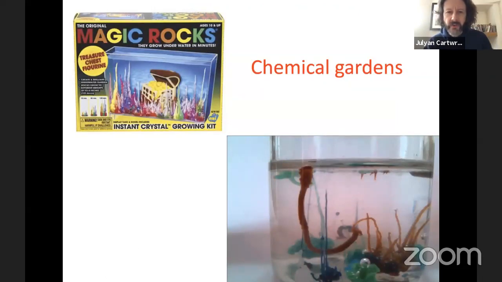So I'm going to talk quite a lot in this talk about chemical gardens. Some of you may have done some school chemistry and have seen these things in a school chemistry lesson, or perhaps seen them for sale in the science section of children's toy shops. They are a very interesting chemical reaction that is much more than a toy, however, and they are what is producing the hydrothermal vents at the bottoms of the oceans.